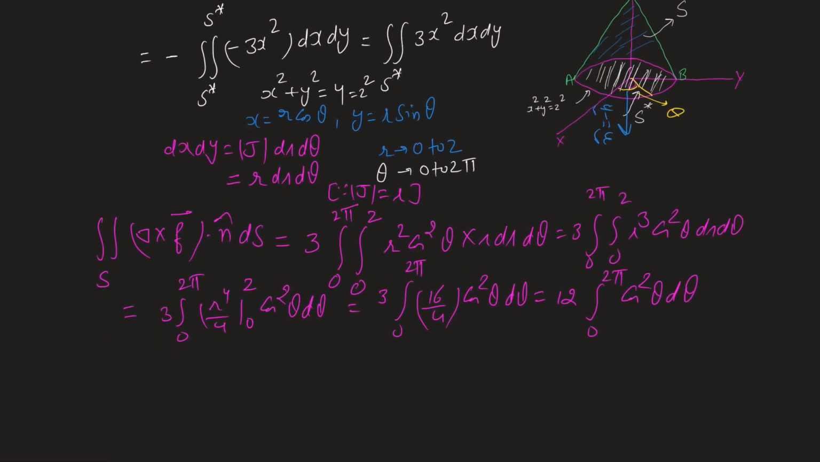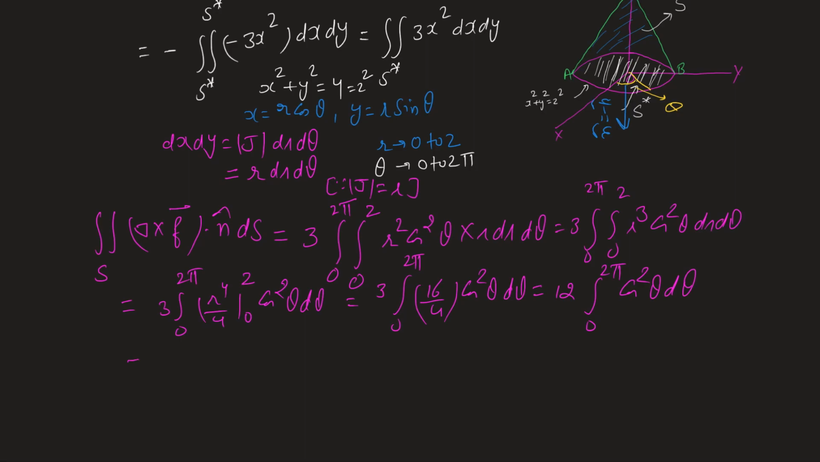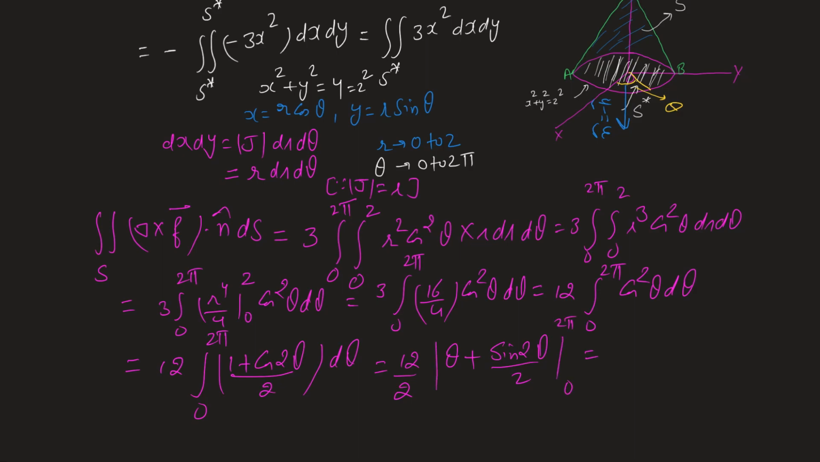This is further equal to 12, and now you can write it as 1 plus cos 2 theta divided by 2 d theta from 0 to 2 pi. This is equal to 12 times theta, and the integration of cos 2 theta will be sine 2 theta by 2, and the 2 from the denominator will come outside. The limit is from 0 to 2 pi. So this will be 6, and when you put the limits, this will be 2 pi. When you put 2 pi, sine 4 pi is 0, and sine 0 is 0, so this is the only term, and so this is 12 pi.